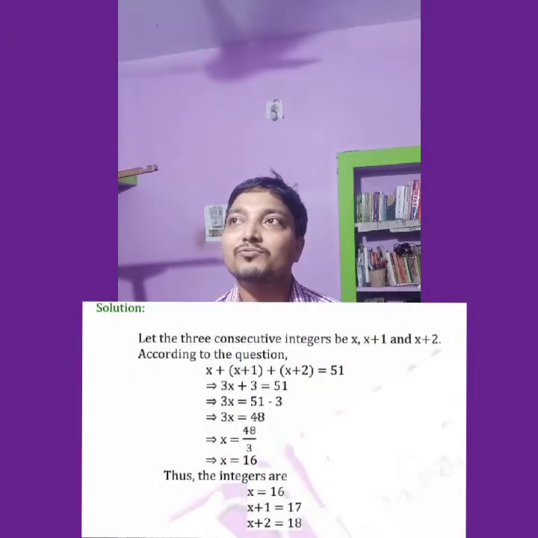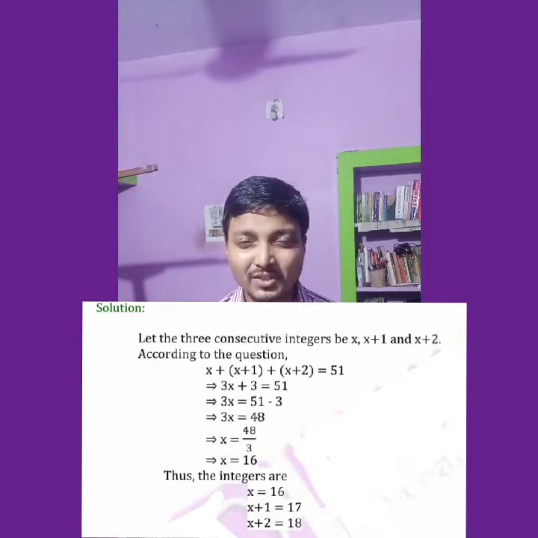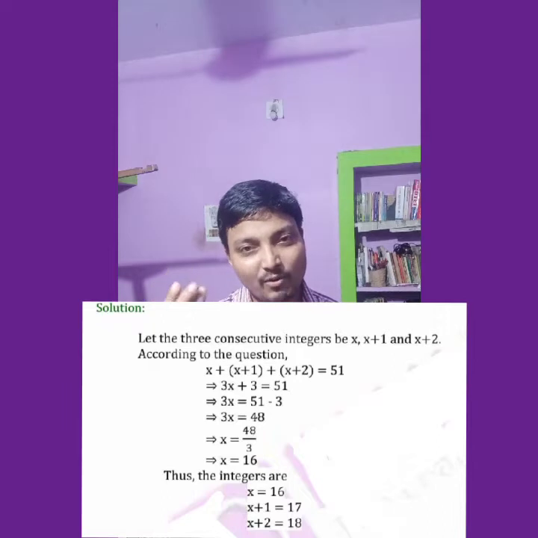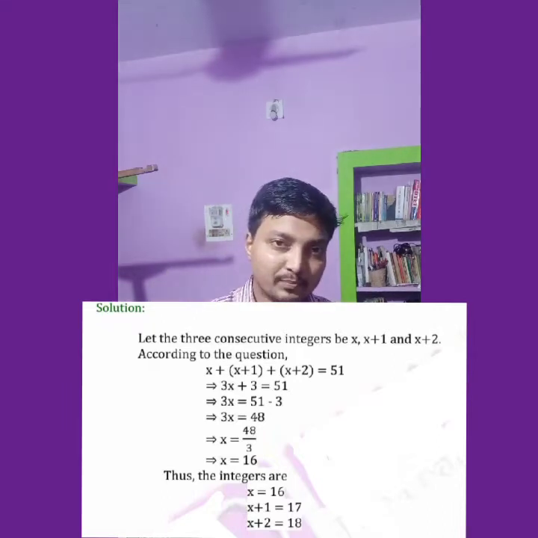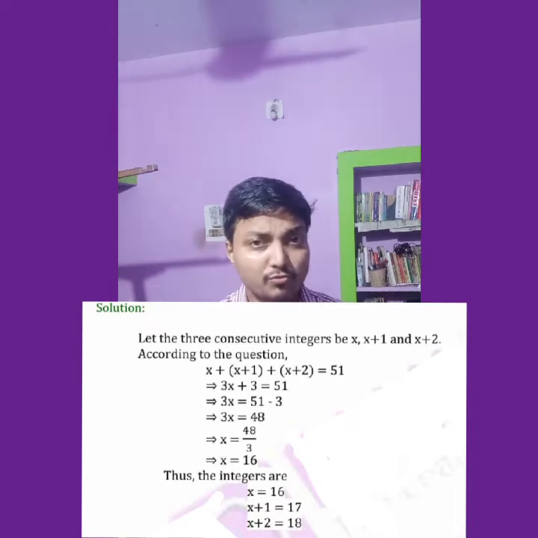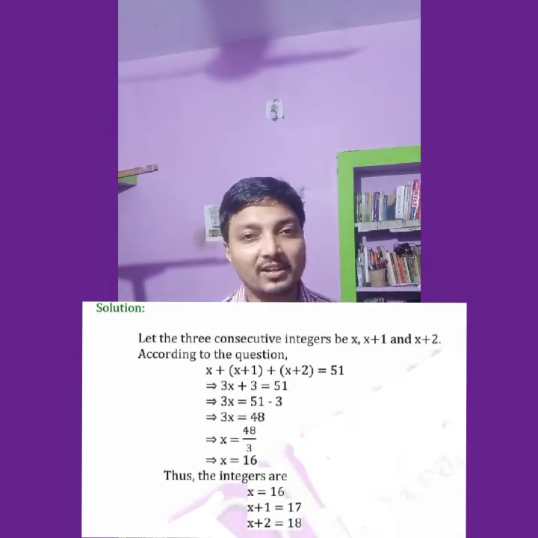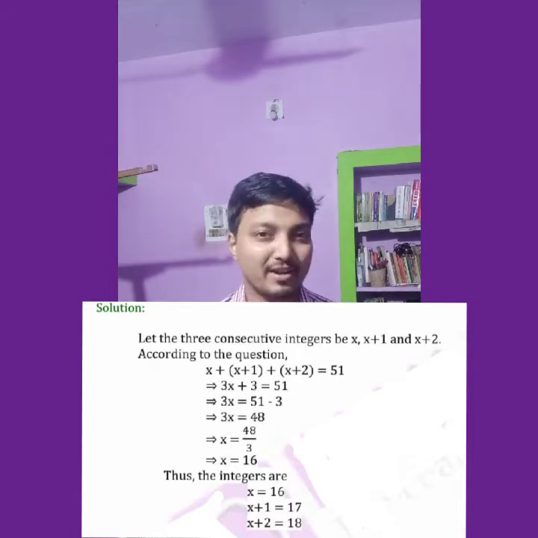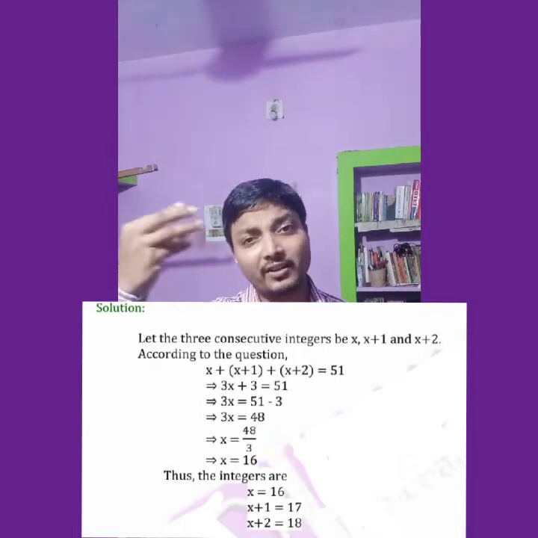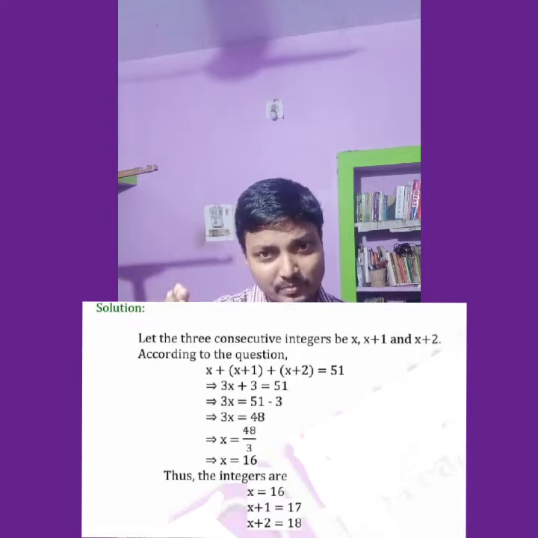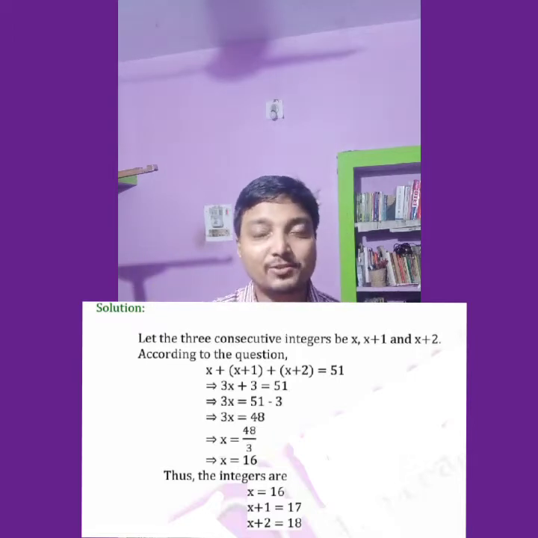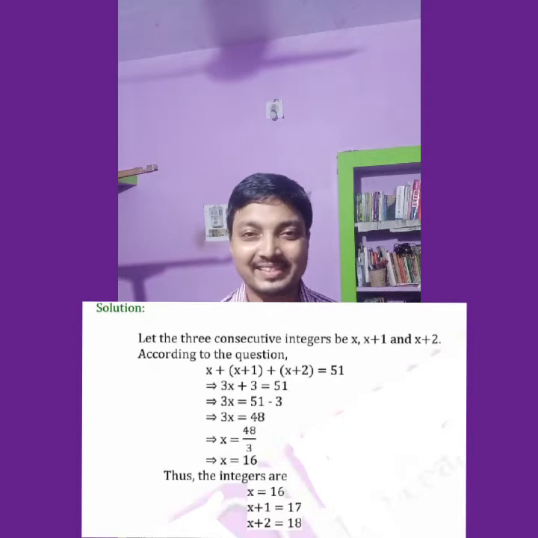Consecutive integers means the difference between them is 1. Suppose we take the smallest integer as x, then the next integer is x+1 and another one is x+2. Suppose we take the middle one as x, then the one before is x-1 and the next is x+1. Also, if one is interested in taking the greatest integer as x, then the previous one is x-1 and the one before that is x-2. In this way also one can solve it. It does not mean that there is a single way to solve this type of question.